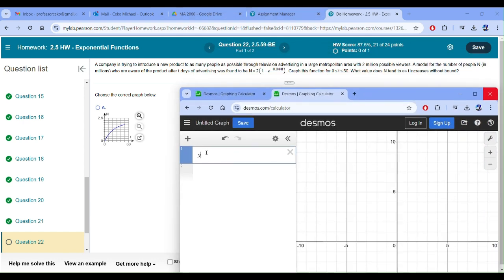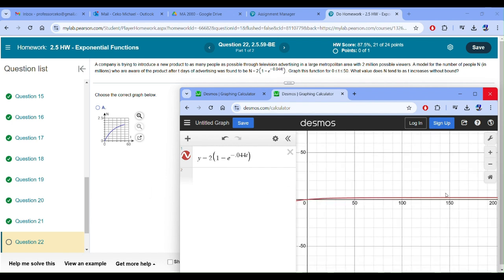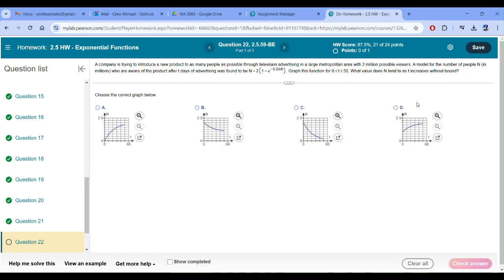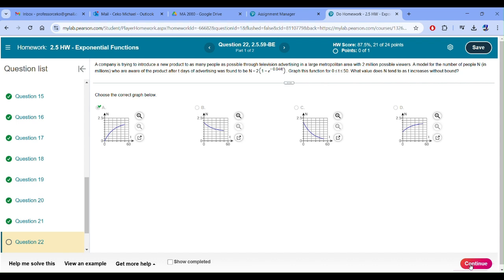So let's do this. We have y equals 2 times parentheses 1 minus e raised to the negative 0.044t. And then if I close that and we zoom out, there's our graph. So it looks like it's approaching what? Was that 1.9? I don't know the difference between these. That one looks like 2.